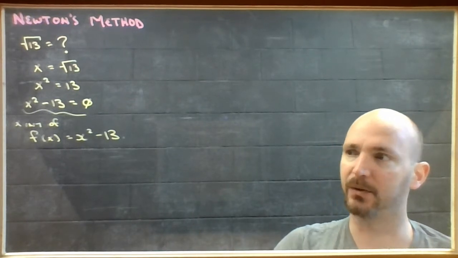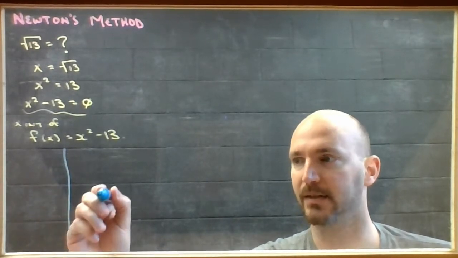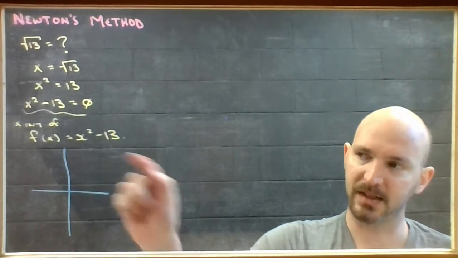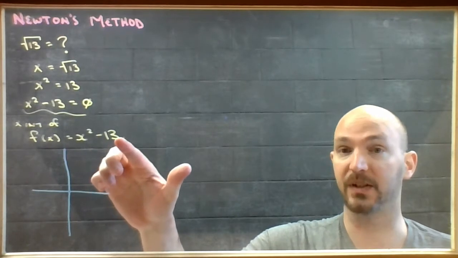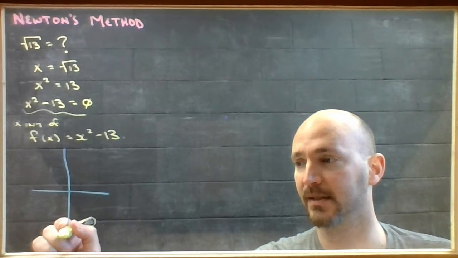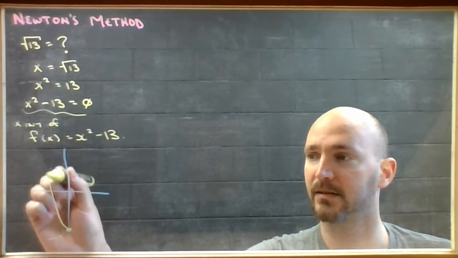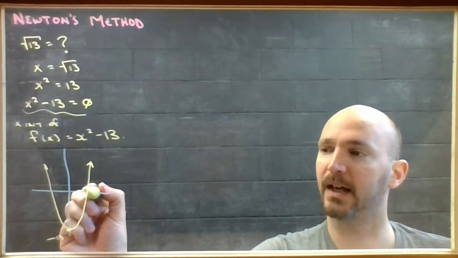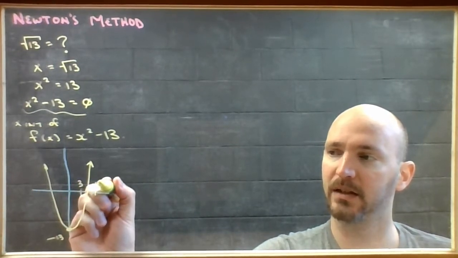Well, if I can draw you a picture and get an x-axis, no, that's a y-axis, and an x-axis. This function here is just a parabola, and it's a parabola that has been shifted down 13 squares. So its vertex is sitting on the y-axis at negative 13, and then it does this. And as we mentioned, it's falling somewhere between 3 and 4.